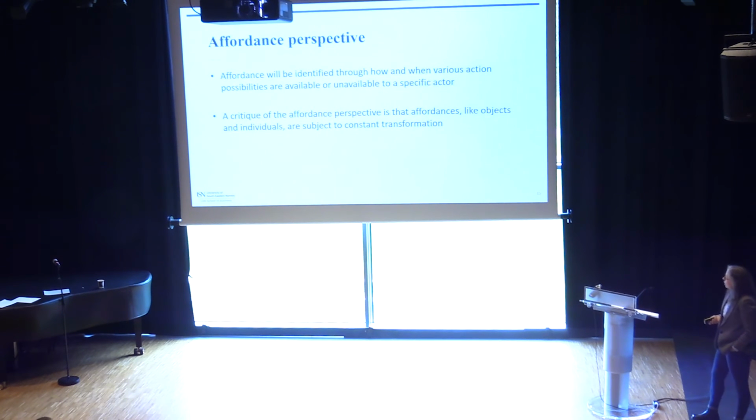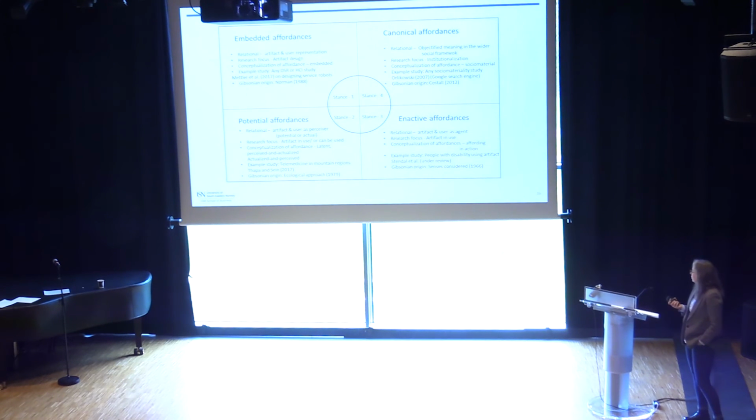And then, of course, there are critics of this theory, which makes sense, because it is fluent. It's in transformation all the time. And to me, that's part of the beauty of it, but at the same time, that is also what makes it hard to deal with. But we have identified within the information systems field four ways of using affordance theory.